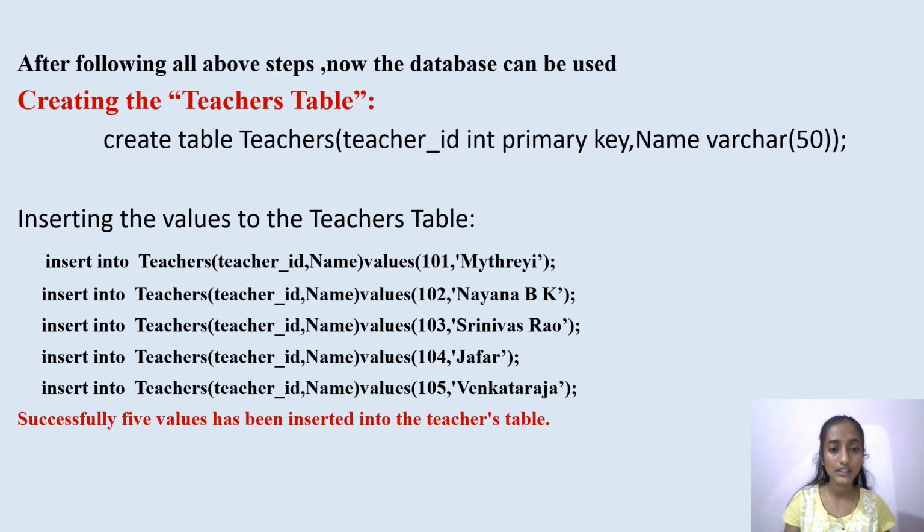Creating the teachers table, I used this command: create table teachers, where create table is a keyword, teachers is a table name, teacher ID is an attribute, int is a data type, primary key is a constraint, and name. A constraint is a rule given to the table on how data is to be inserted. Name is varchar, where I have used a size of 50. Within the size of 50 only, the user should enter their name; if it exceeds 50, an error will occur. Within 50 it will accept it.